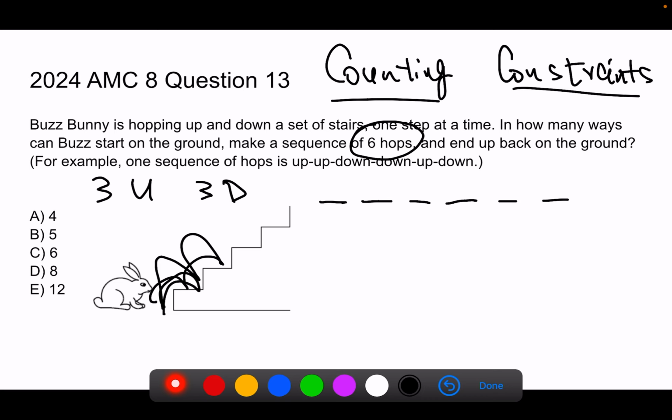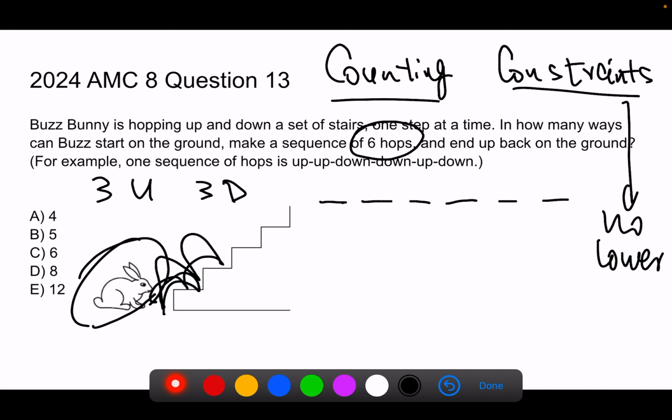To understand this constraint, let me ask you this question. Can this bunny start the first move as down? So starting on the ground, could this bunny go down? Well, where would this bunny go down to? You can't dig a hole on the ground. So the constraint is no lower than the ground.